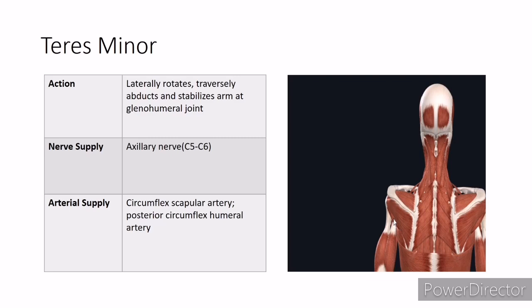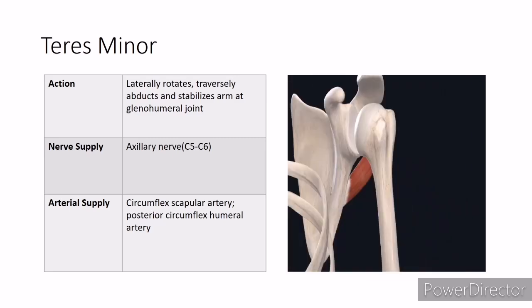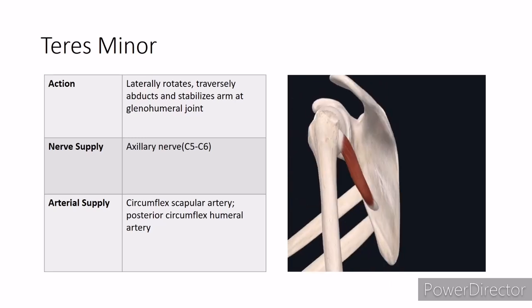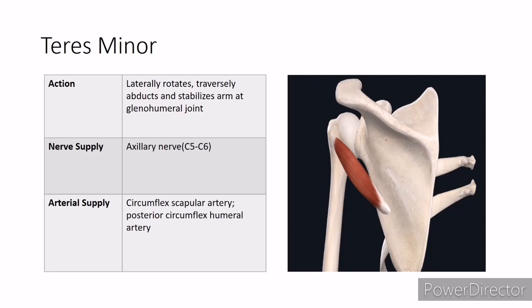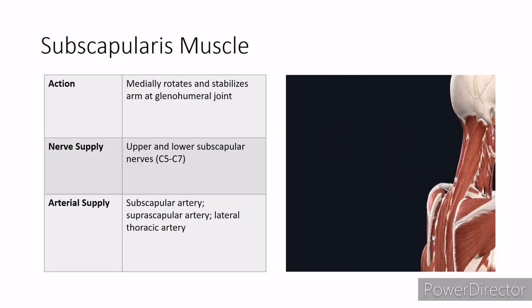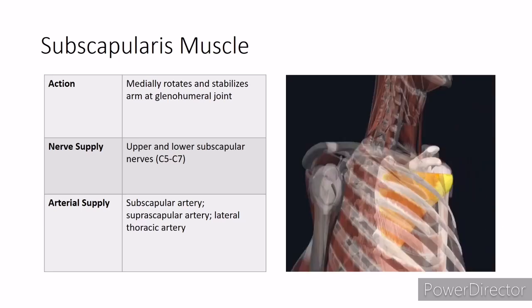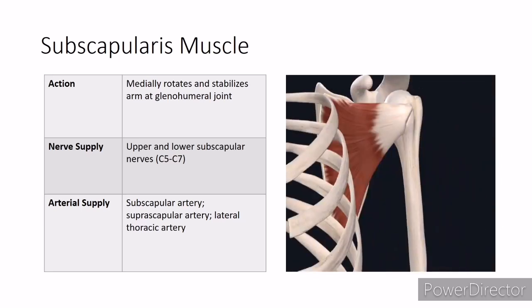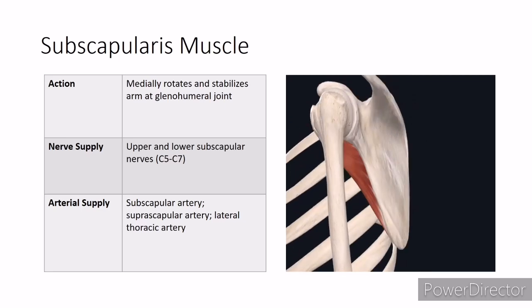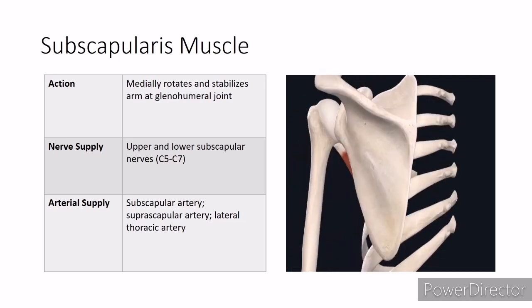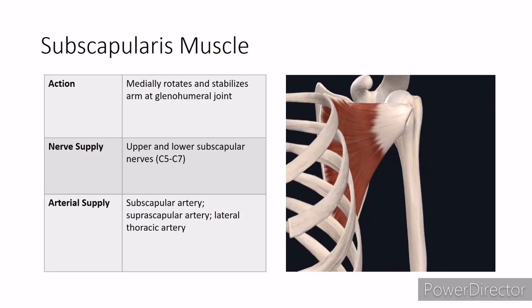Teres minor muscle. It laterally rotates, transversely abducts, and stabilizes the arm at the glenohumeral joint. It is innervated by the axillary nerve, and its arterial supply is the circumflex scapular artery and posterior circumflex humeral artery. Next, we have the subscapularis muscle. It medially rotates and stabilizes the arm at the glenohumeral joint. It's innervated by the upper and lower subscapular nerves, and arterial supply is the subscapular artery, suprascapular artery, and lateral thoracic artery. Next, we will talk about the arm muscles.